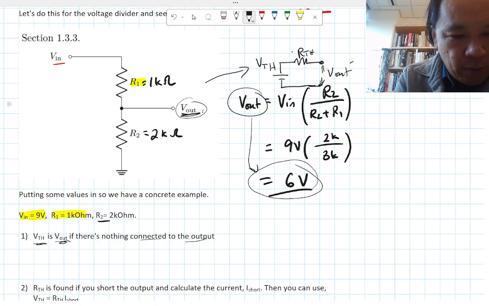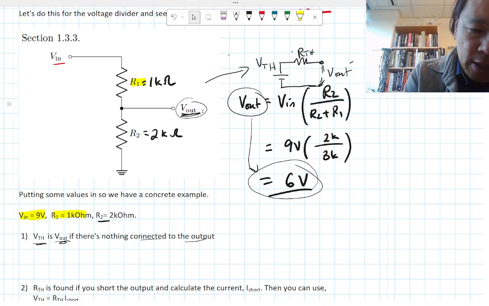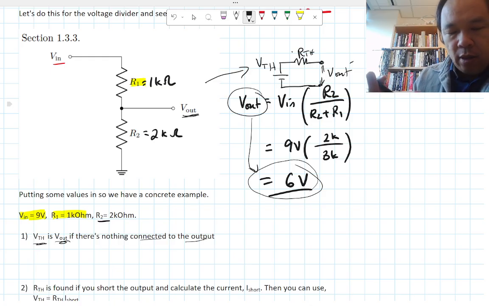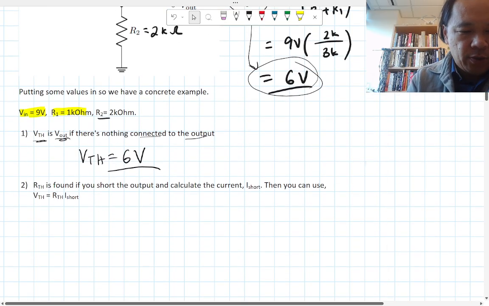Remember the case where we connected this to a second voltage divider, it affected what this output is, right? In this case, in order to calculate what V Thevenin is, you just don't connect that to anything. So you can just treat this as a voltage divider that has no connection to it. In this case, it's exactly 6 volts. Okay, done. 1 out of 2.